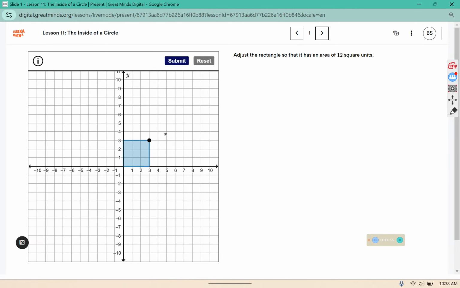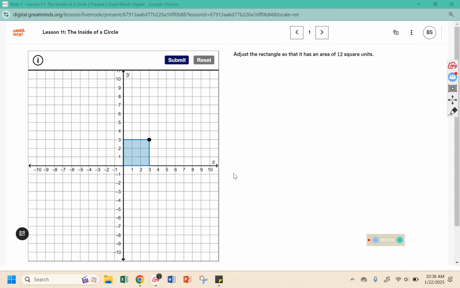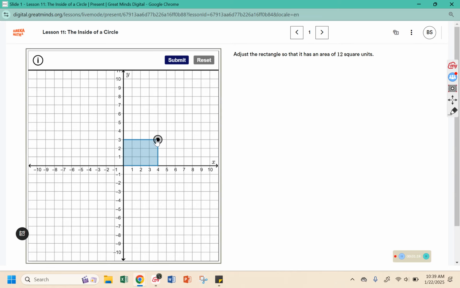This is a digital lesson, so if you do not have it open or available to you, just follow along in the video and take notes in your workbook. Here it says to adjust the rectangle so that it has an area of 12 square units. So you can see in here right now there's 1, 2, 3, 4, 5, 6, 7, 8, 9, and we want 12. So now I have 4, 8, 12 squares inside of my rectangle.